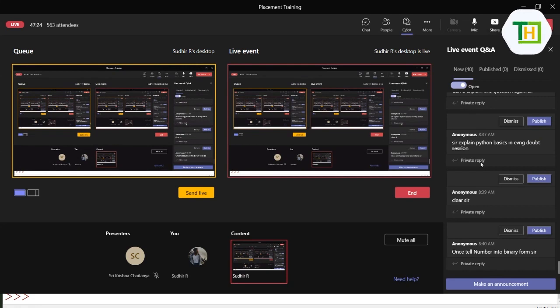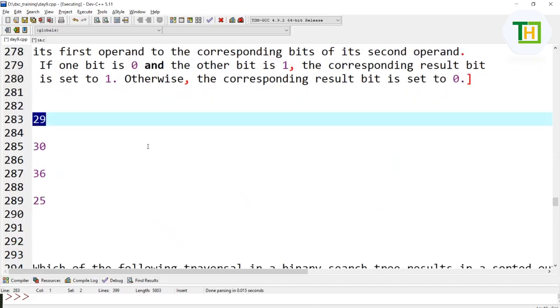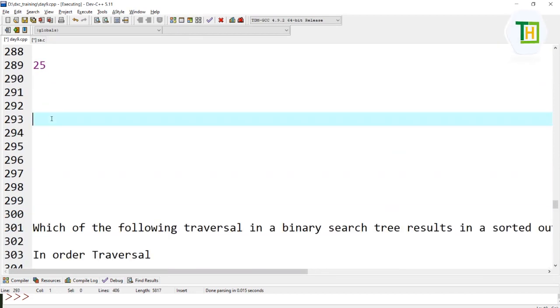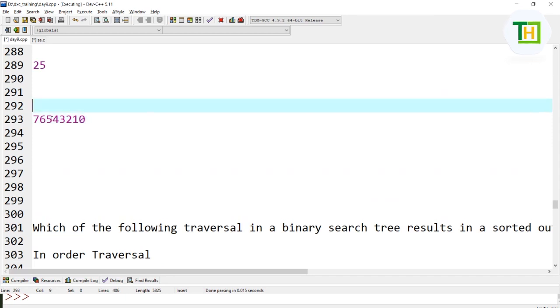How am I going to convert a number into binary? A simple technique I am going to follow every time. Most of the numbers are going to be asked in 8-bit representation only. 8-bit representation means the maximum number is 255, for example, when it comes to the pseudocode. That's why every time I'm going to write 7654321.